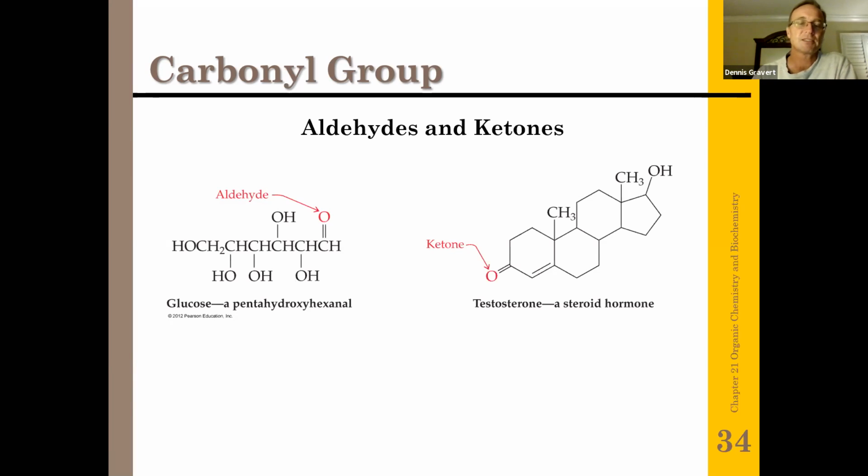Oh, here's some blood sugar. Here's glucose on the left. And sure enough, there's the aldehyde group with lots of alcohols, 5 of them actually. There's an OH here. Testosterone, a steroid, has a ketone in it. It also has an alkene and some methyl branches and an alcohol group. Hey, there's 4 functional groups in this one molecule. It has alkanes, alkenes, a ketone, and an alcohol group. Cool.